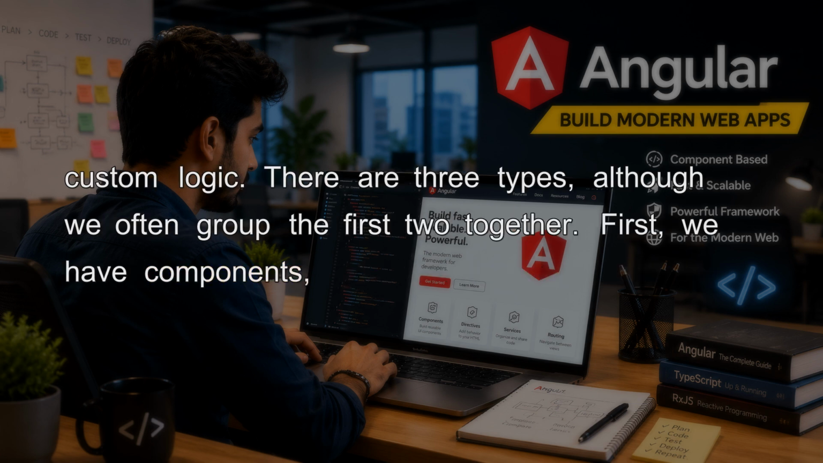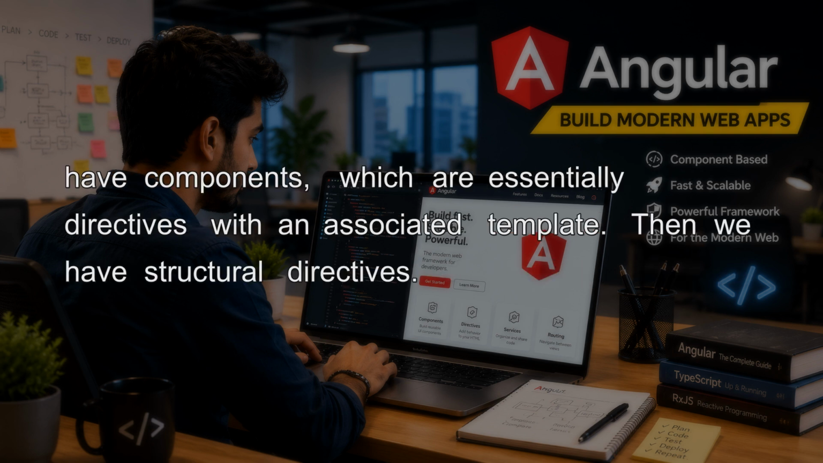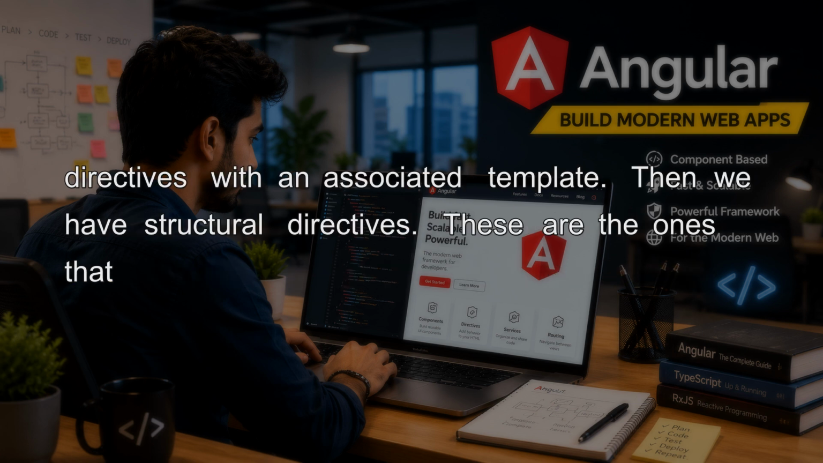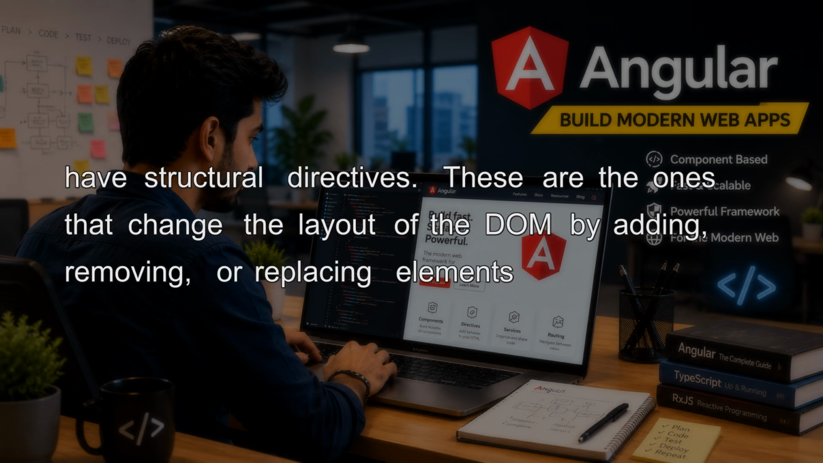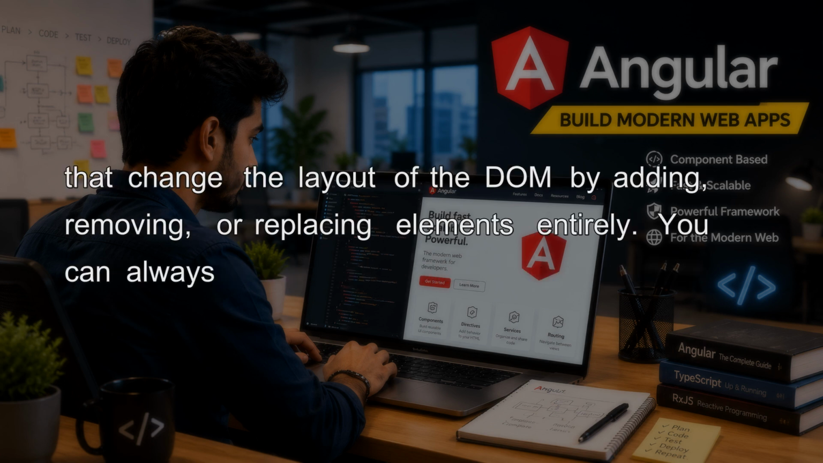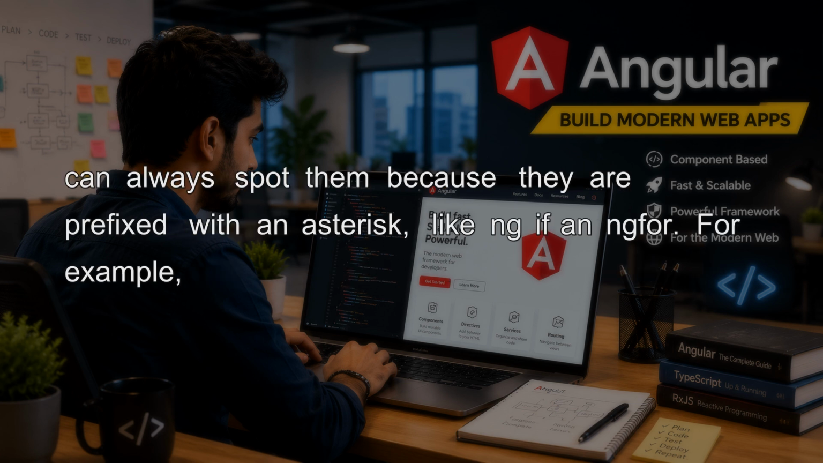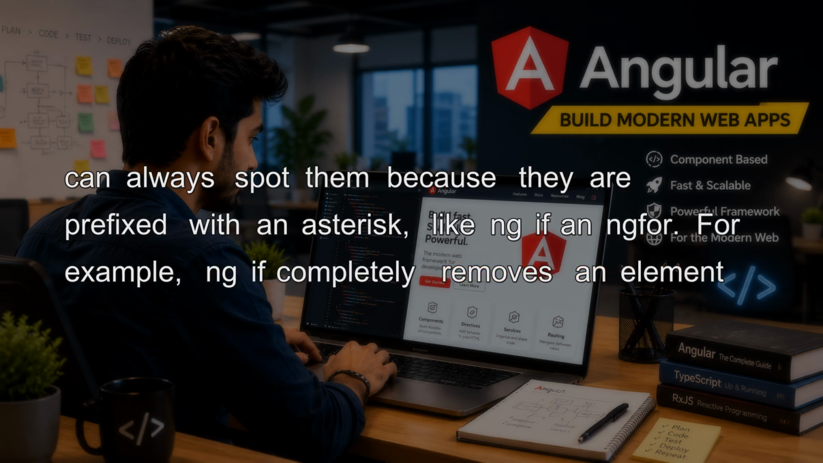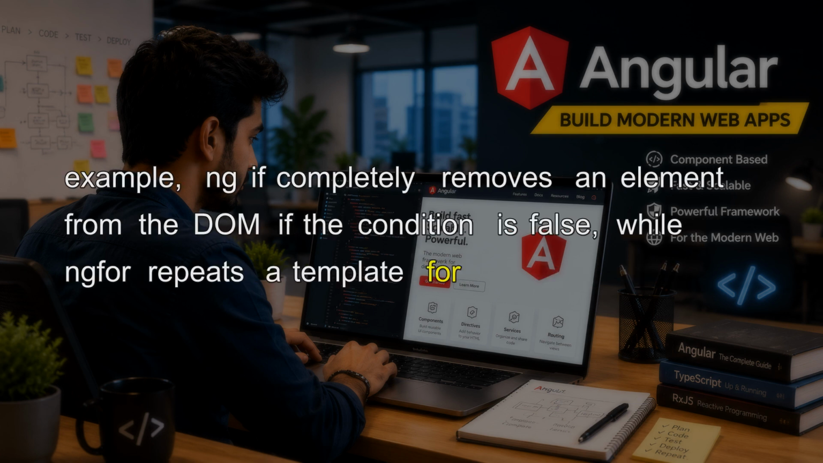First, we have components, which are essentially directives with an associated template. Then we have structural directives. These are the ones that change the layout of the DOM by adding, removing, or replacing elements entirely. You can always spot them because they are prefixed with an asterisk, like *ngIf and *ngFor. For example, ngIf completely removes an element from the DOM if the condition is false, while ngFor repeats a template for every item in a list.